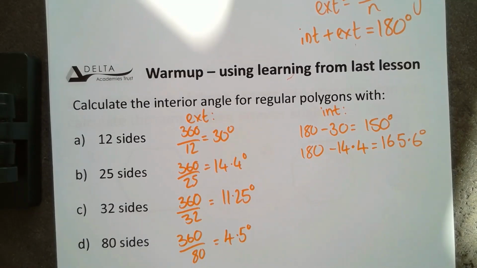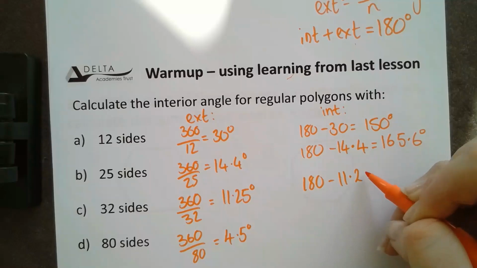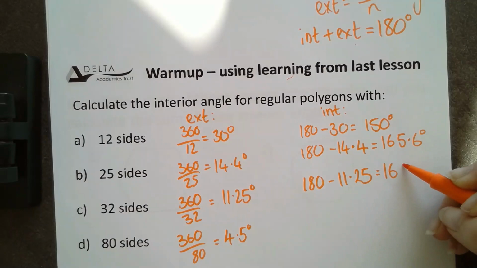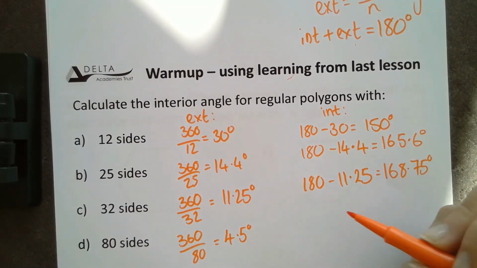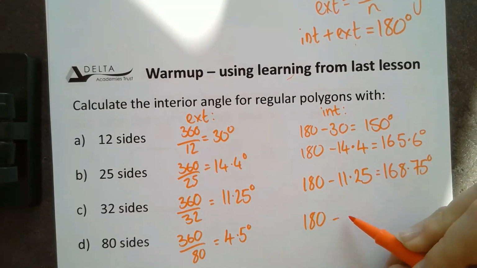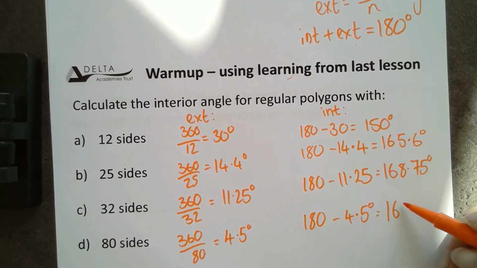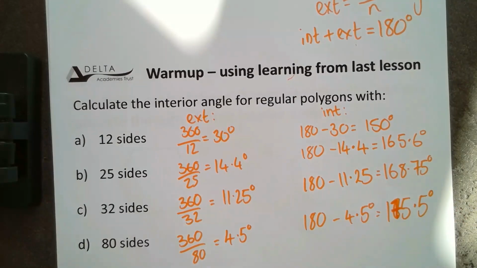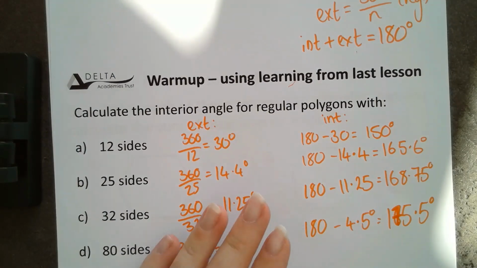degrees for this one. Our next one is going to be 180 take 11.25. That's going to get us 168.75. We're also going to have 180 minus 4.5 degrees, which is going to get us 175.5 degrees for that last one. So again, not nice round numbers as what we're getting as answers, but they are fully acceptable.